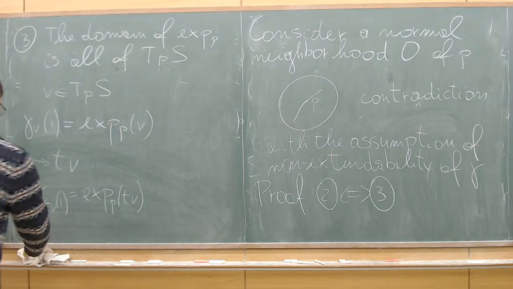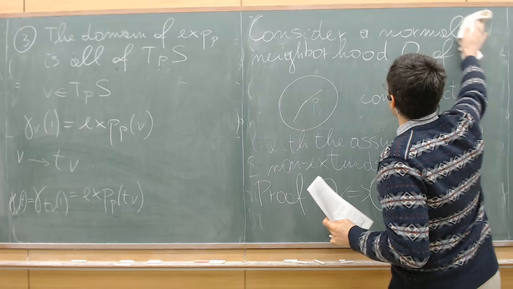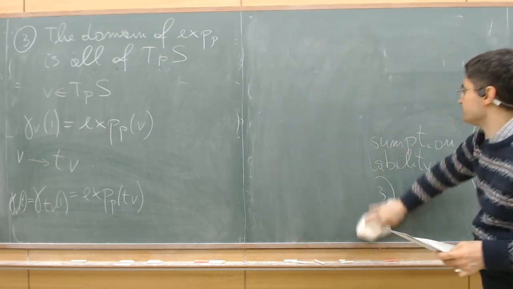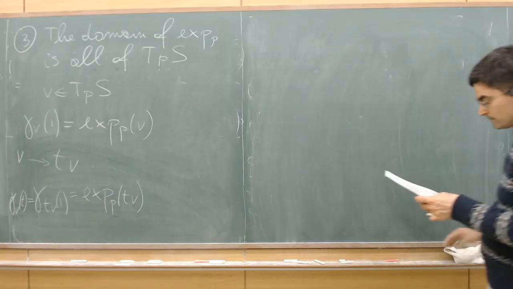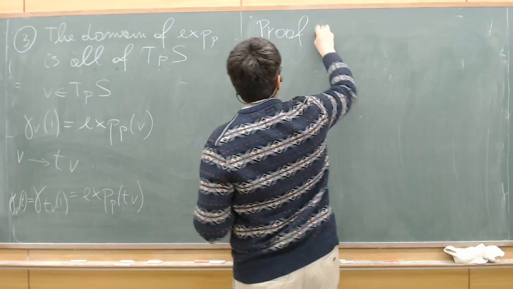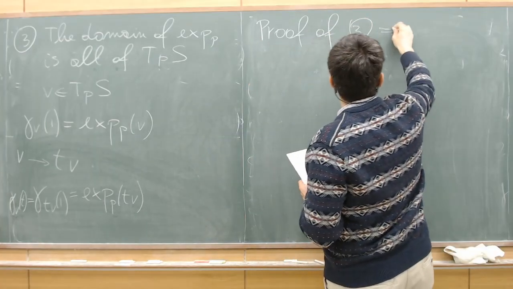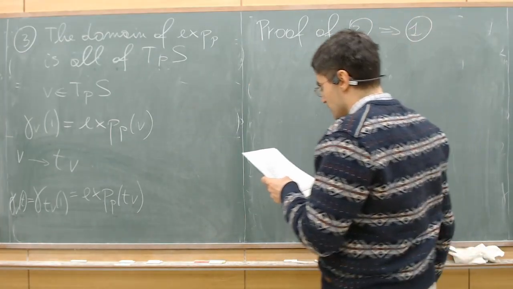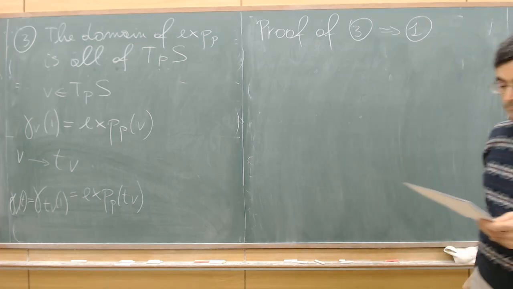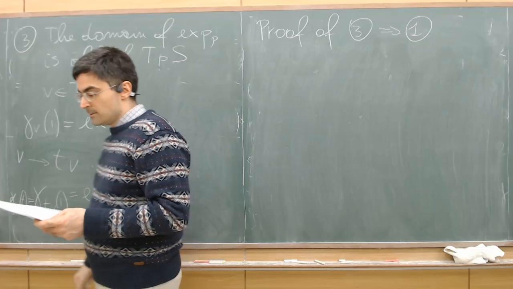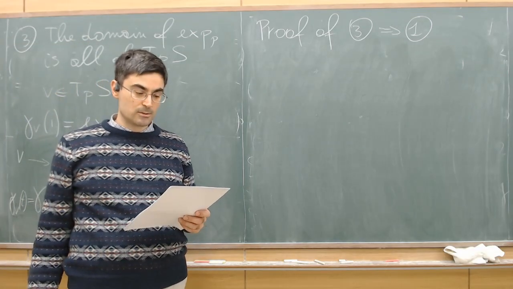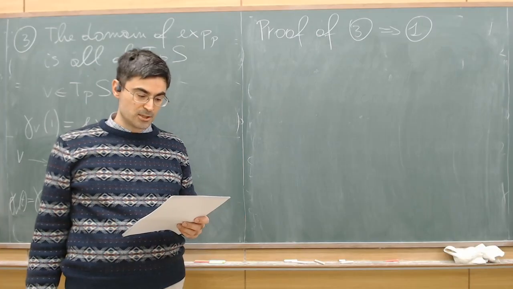Now let's prove that 3 implies 1. So I want to recall that statement 1 was about Cauchy sequences. Precisely, every Cauchy sequence of points of S converges to a point of S.